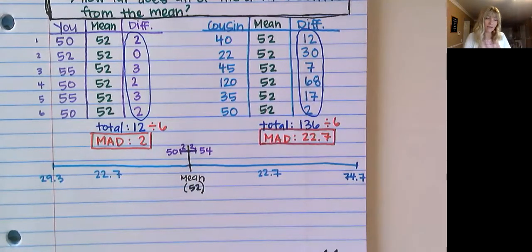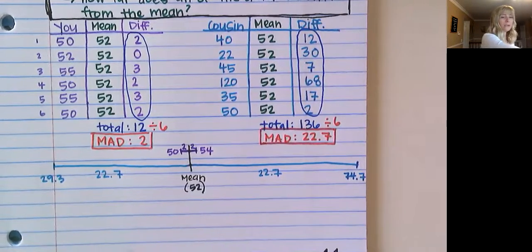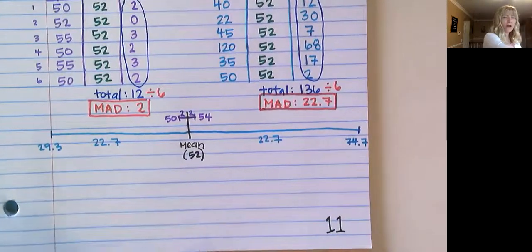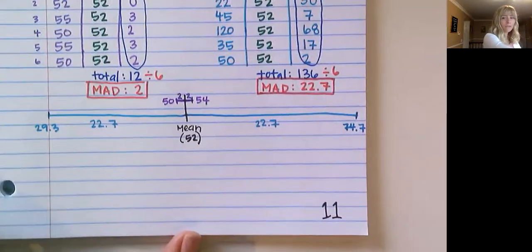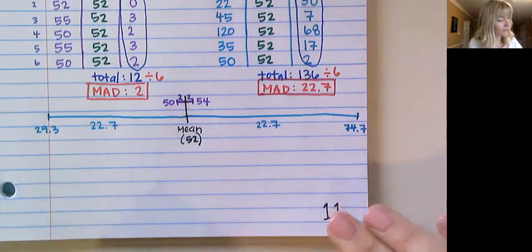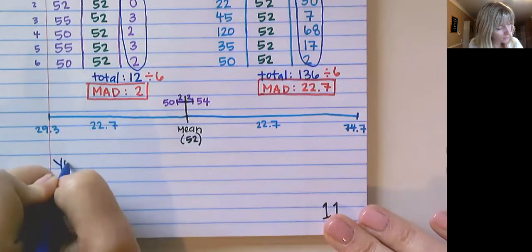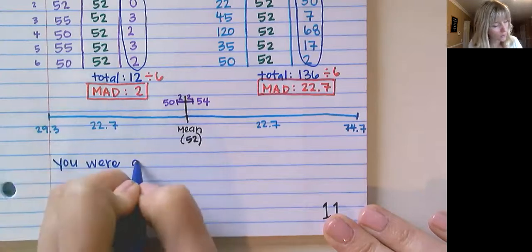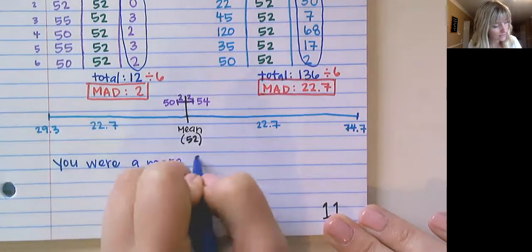Okay, go back to the original question then. Your grandma's looking at this and she's saying, who was a better saver? Well, if we were in class, I would ask you guys who you think the better saver is. And the fact is I would get different answers, and that's okay. Statistics is like that sometimes. But if I'm your grandma, I would at least say, what does better mean? I don't know. But I could say you were a more consistent saver.